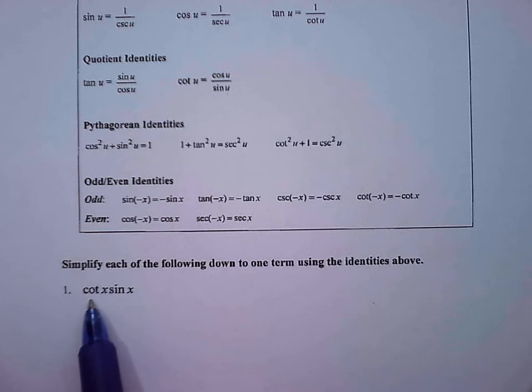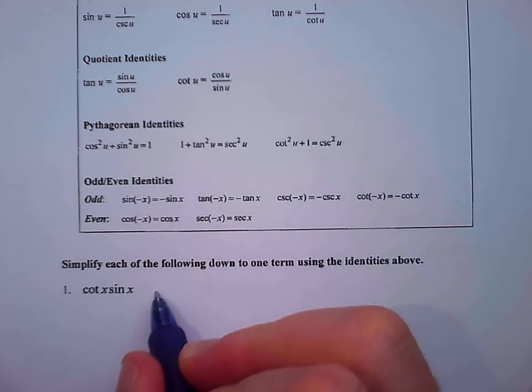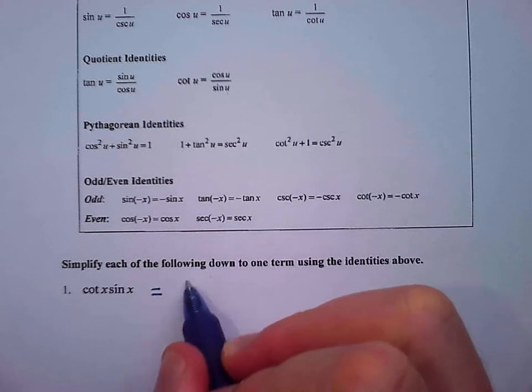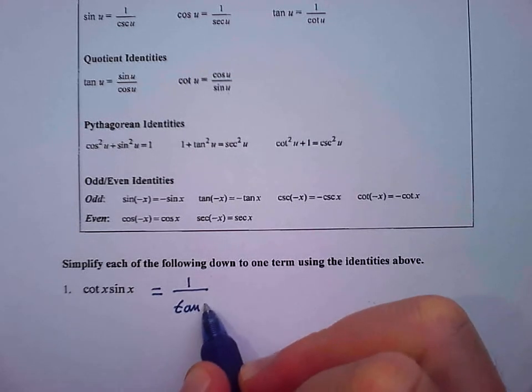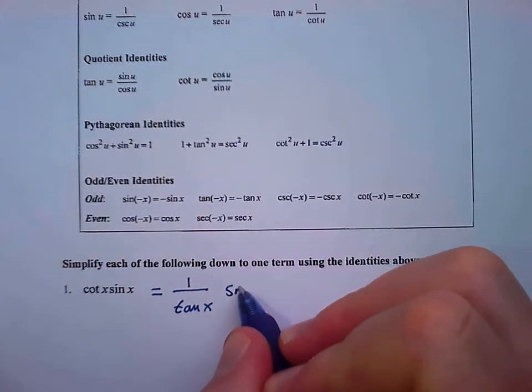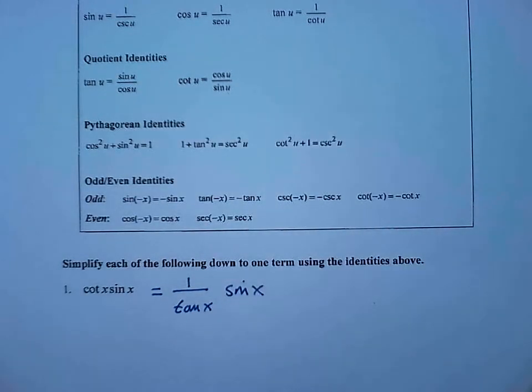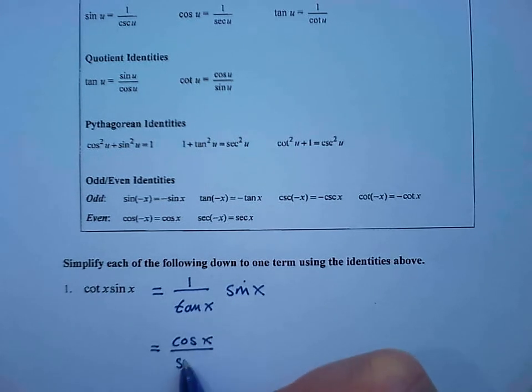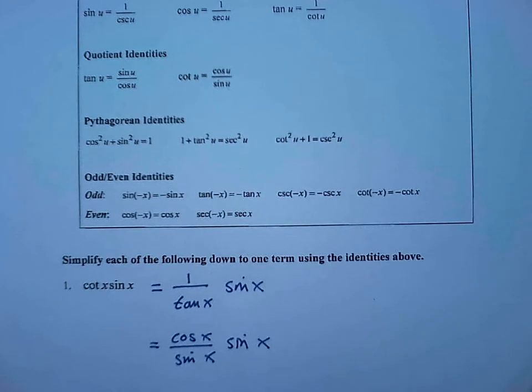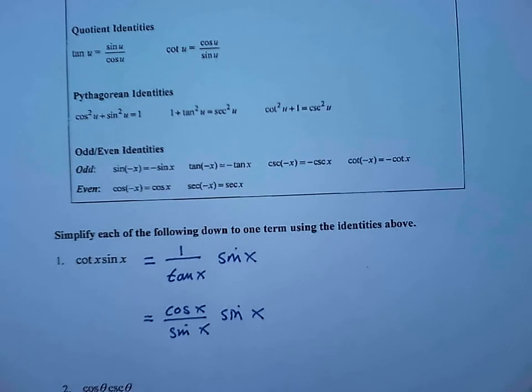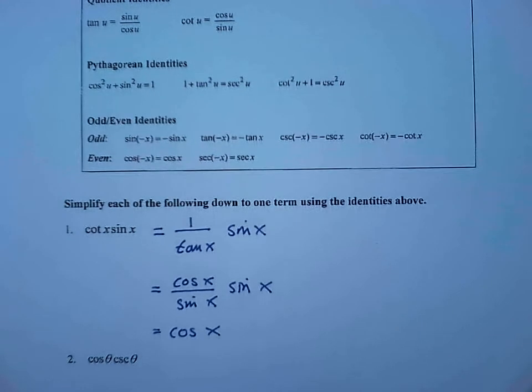We have cotangent of x times the sine of x. Well, we know that the cotangent is equal to 1 over the tangent of x. And then here, we're going to still multiply it by the sine of x. Well, 1 over the tangent of x, we know that that's going to be equal to the cosine of x over the sine of x. And then if we still multiply that then by the sine of x, we see that sine of x is going to cancel that denominator. So therefore, this is just going to be equal to the cosine of x. Alright, so that's for number 1.